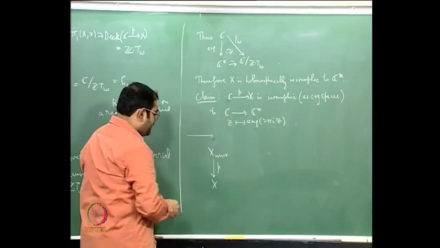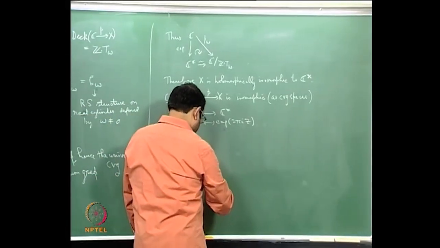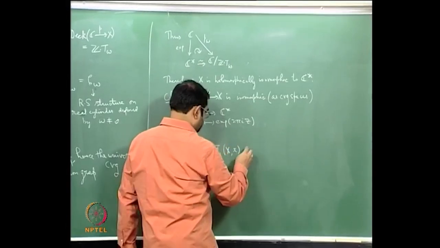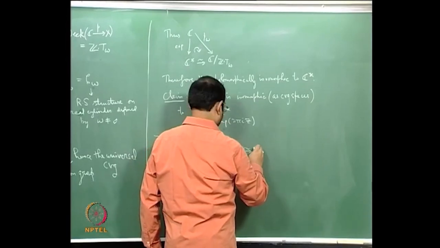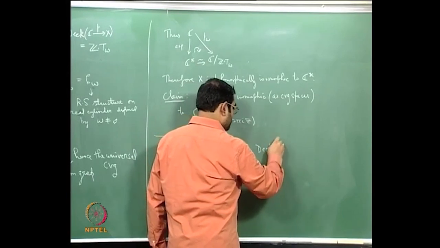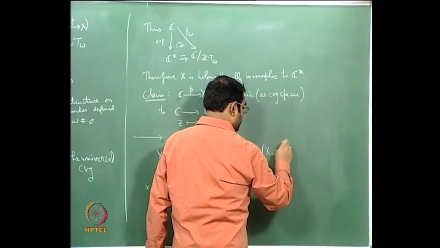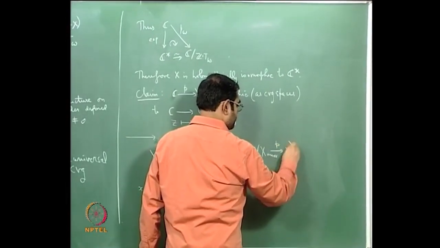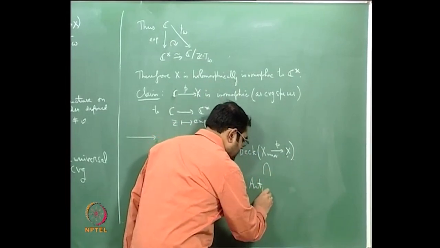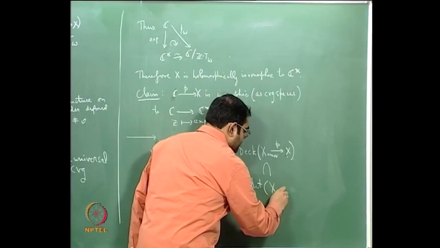Okay, and you fix this point small x in capital X, then you know that the fundamental group of the base space can be identified with the Deck transformation group of the universal cover, which is a subgroup of automorphisms. Let me just put automorphisms of the universal covering space.